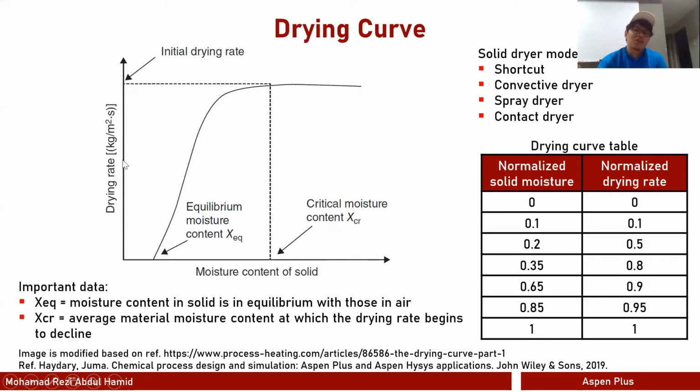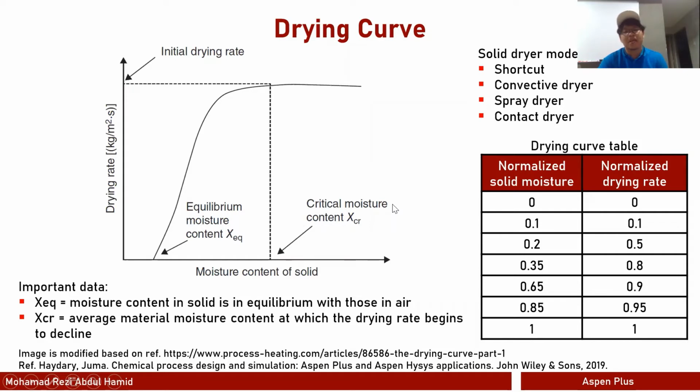Okay, next I'm going to show you another drying curve taken from this textbook. In this drying curve, we have the drying rate on the y-axis, and on the x-axis we have the moisture content of the solid. Obviously, at the beginning we begin with a high moisture content of solid, and at that initial moisture content we have a high drying rate. And then as time goes on, the moisture content declines, and so does the drying rate. A few important parameters here, I'll say, is the critical moisture content.